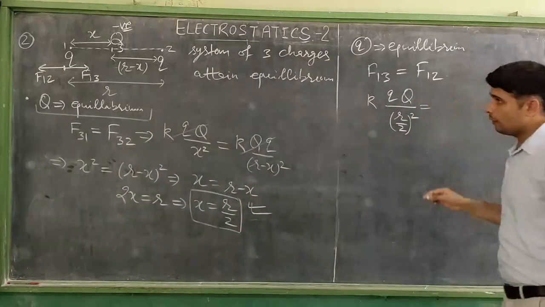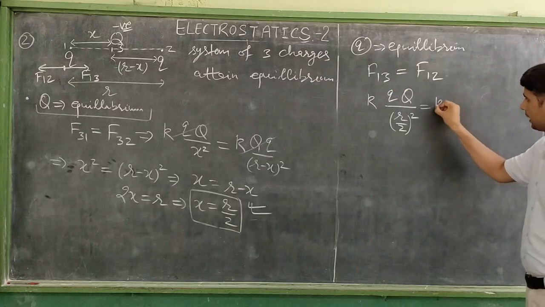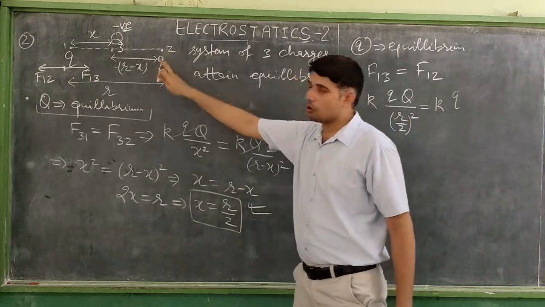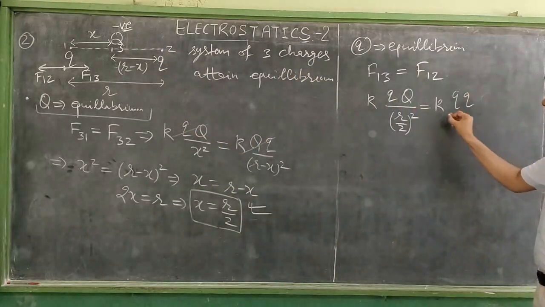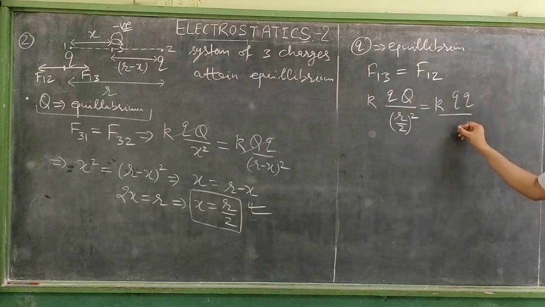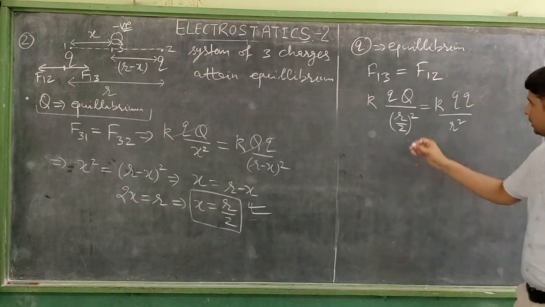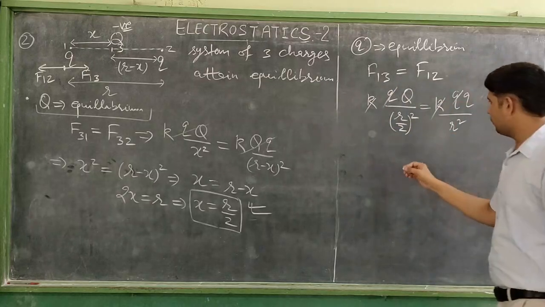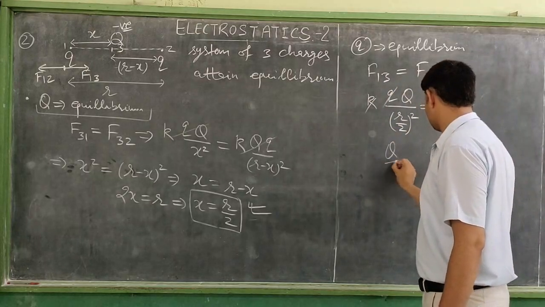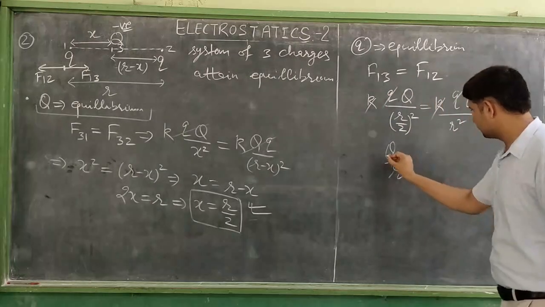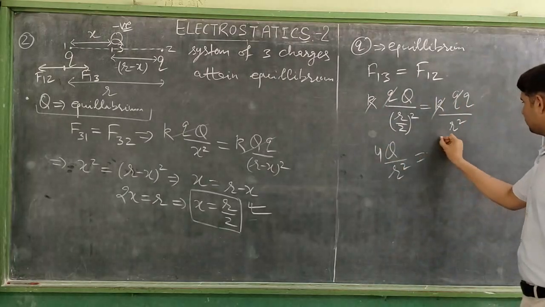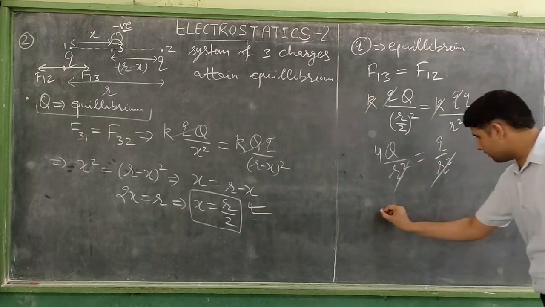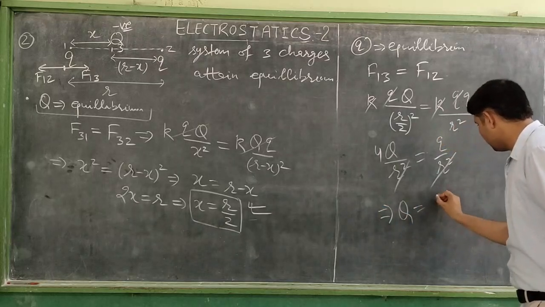Similarly, F12 should be equal to what? Again K small q. Q2 is what? This is also q only. So K q divided by, the separation is how much? r square. So everything is getting cancelled out except, so K q, here we will say capital Q r square by 4 will be equal to small q r square. So r square is also getting cancelled out, and we will be left with capital Q will be equal to q by 4.